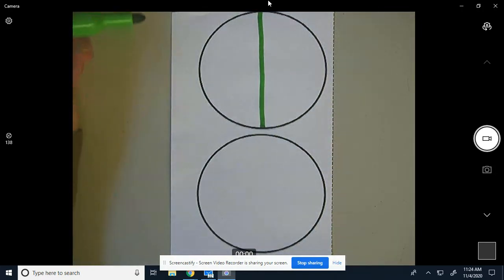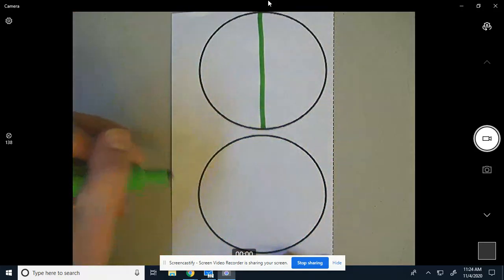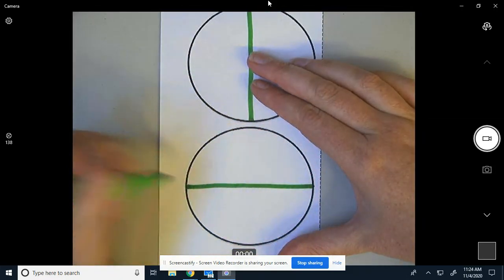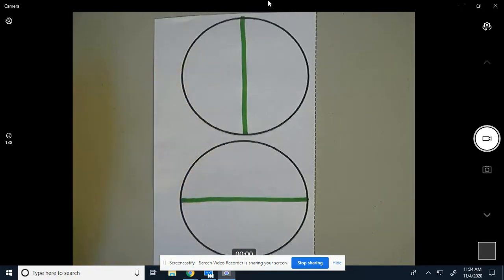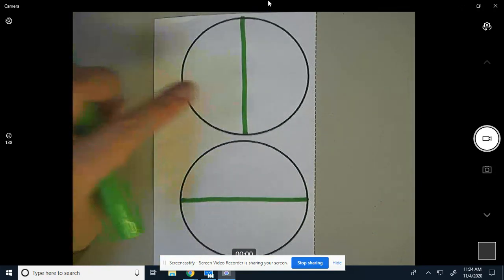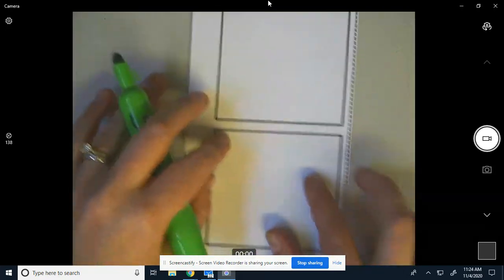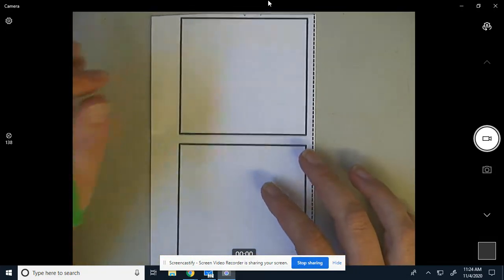What's another way we could cut it in half? We could go from this side to this side. So let's do that. This side to this side. Now, are these pieces equal or unequal? They are equal because there are 2 pieces and they are the same size. This is called halves. Okay, let's try halves with circles. Let's try halves with squares.